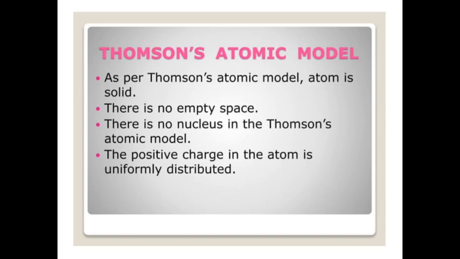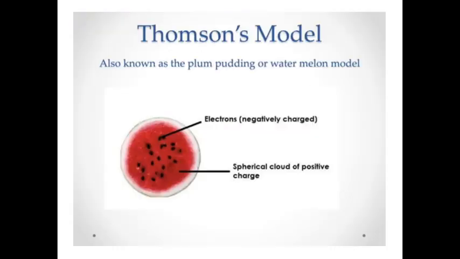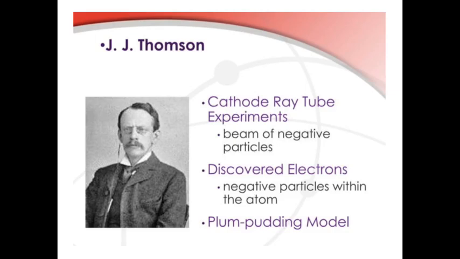For the Thomson atomic model, the atom is solid. There is no empty space. Some of the key highlights of the Thomson model are that the atom is solid with no empty space, there is no nucleus in the Thomson atomic model, and the positive charge in the atom is uniformly distributed. So this is the summary of the Thomson atomic model.